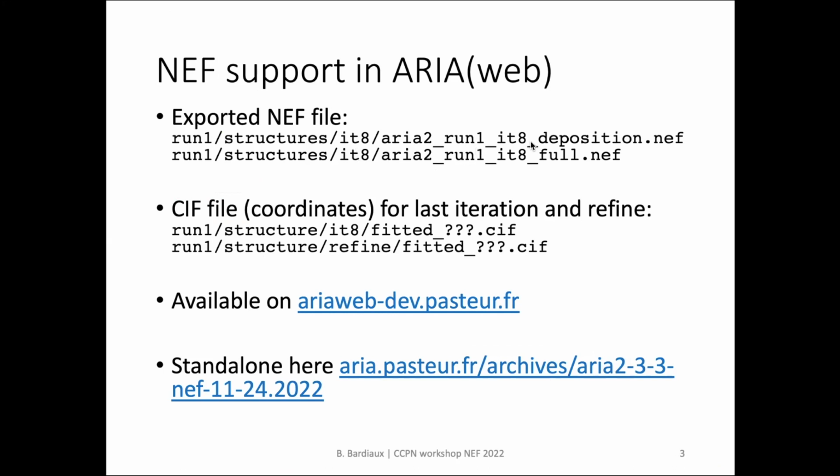And the output NEF file is basically in two flavors. One is minimalistic, the one that you can use for deposition, and a more complete one where we add additional data such as a list of violations, restraints that have not been used for calculations, and stuff like this, that can be read back by CCPN Analysis, maybe for further inspection of the results.